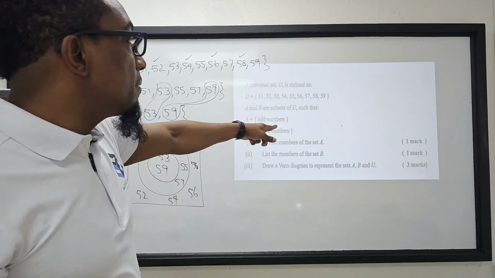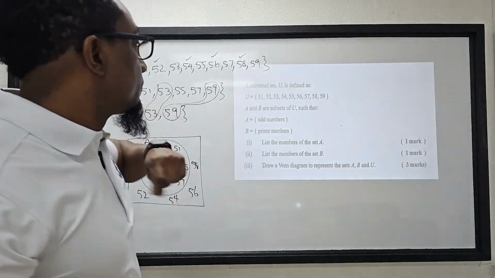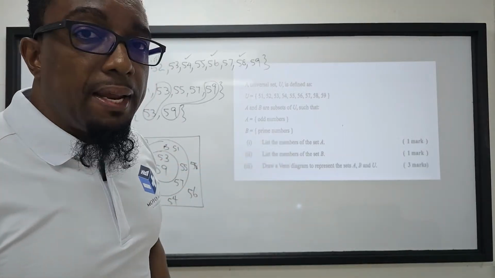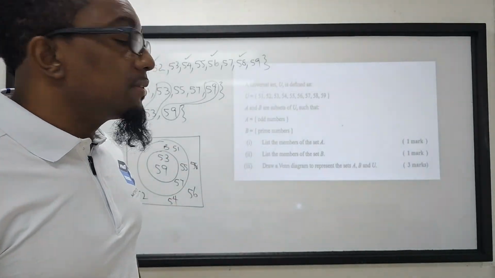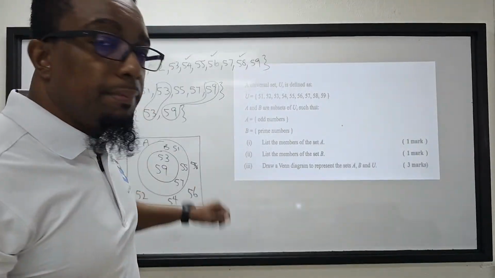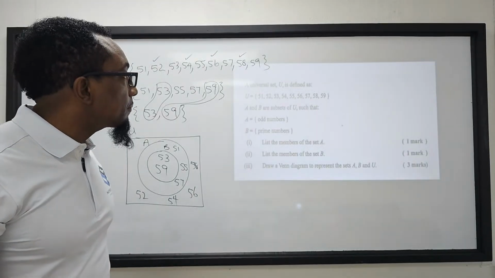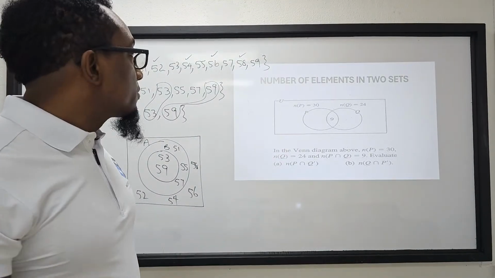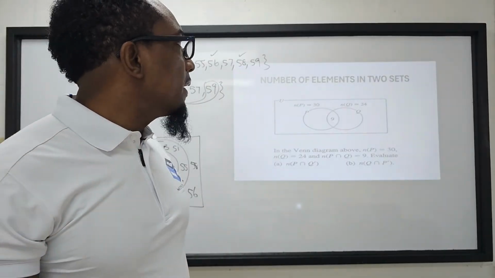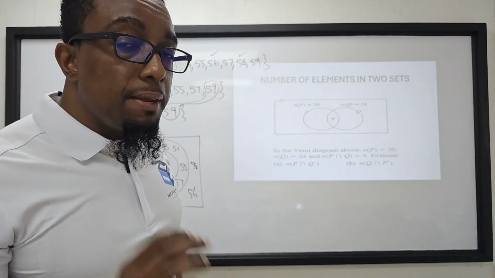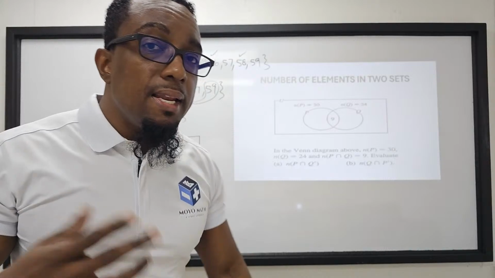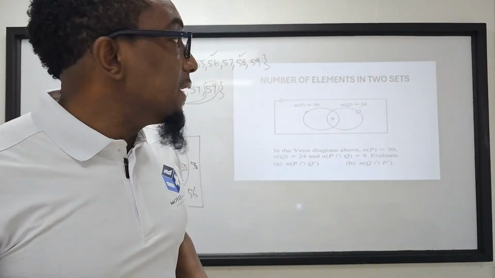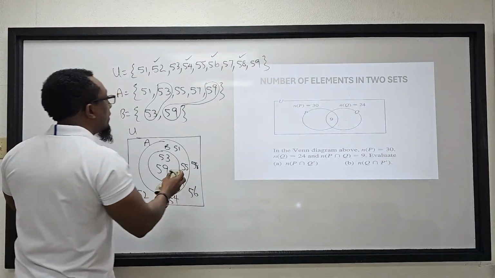So when they ask us to list the members of set A, which we did, list the members of set B, which we did, and draw a Venn diagram to represent sets A, B, and U, that is it there. Alright? So let's look at another. We want to make sure we're clear as well on the number of elements in two sets. So we looked at elements in two sets. What about the number of elements? Number. So let me erase.